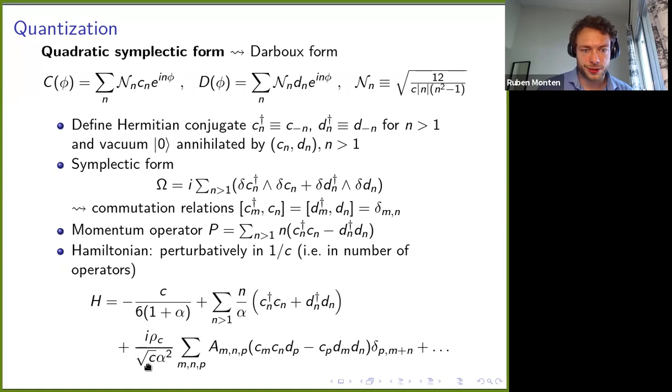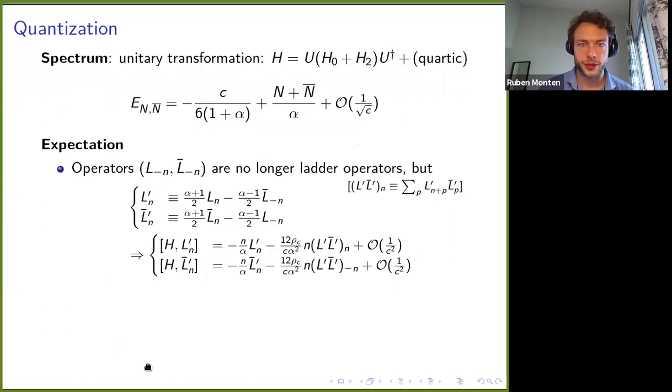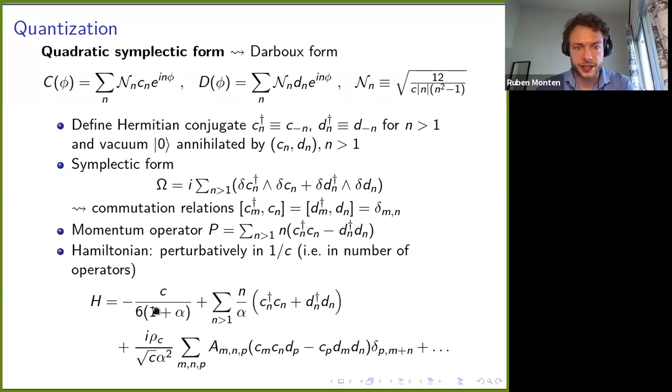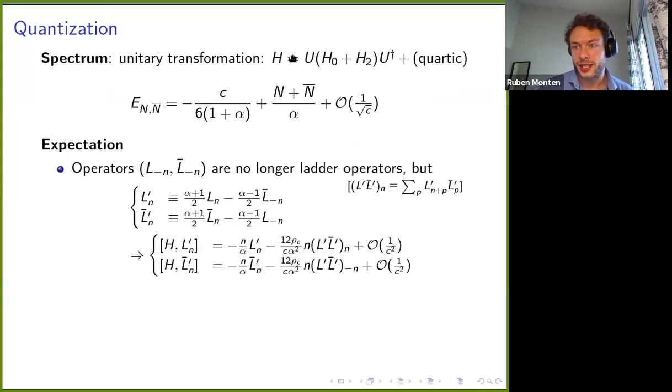The reason I say that this order 1 over square root of C contribution is irrelevant is because it can actually be rotated away by a unitary rotation. So let's call this H naught, H2, and H3. H3 can be rotated away. And this is good because if we want to compare this to the TT bar spectrum, we can expand the square root in the TT bar spectrum, and there was no order 1 over square root of C contribution, and that's exactly what we find. We find the zeroth order and the free field contribution in the CFT to this.